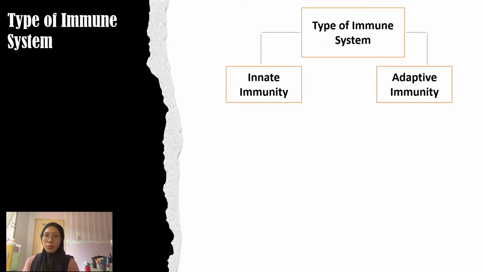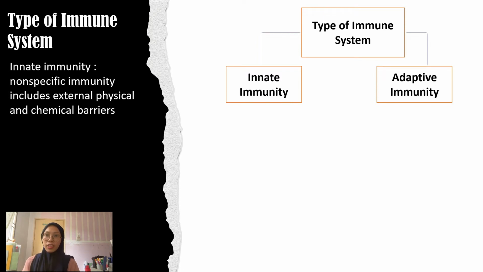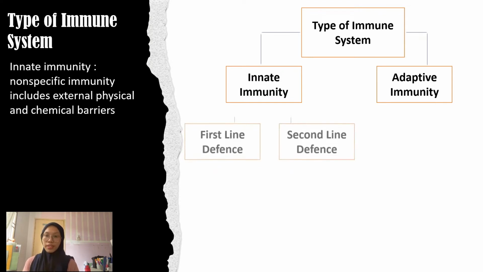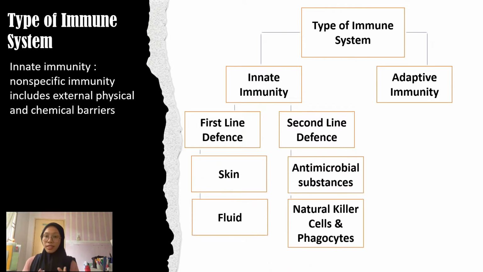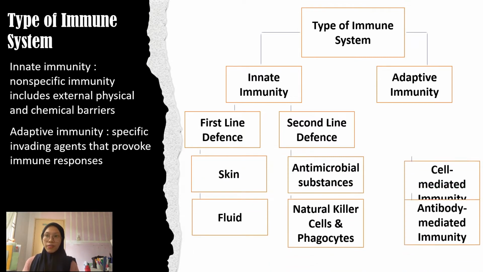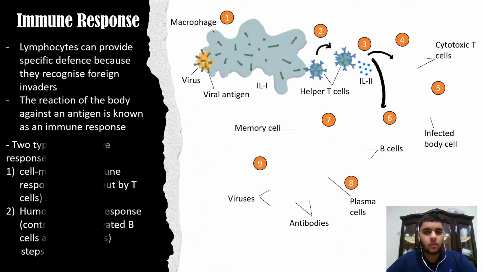Innate immunity is a non-specific immunity that includes external physical and chemical barriers and also internal defense. For the innate immunity, we have two lines of defense, the first line and the second line. For the first line of defense, we have skin and fluid. For the second line of defense, we have... So, talking about the immune response.